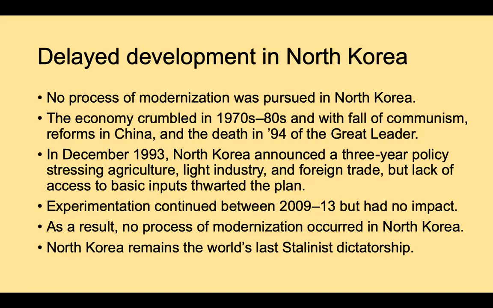So no process of modernization took place in North Korea, and development was not pursued in any similar way. In fact, in the 70s and the 80s, the economy crumbled with the fall of communism, reforms in China, the death in '94 of the great leader. In December 1993, North Korea did pursue a policy stressing some industrialization, but they could never access the inputs that they needed to actually industrialize and promote the kind of processes that would lead to the development that could transform society. And so as a result, modernization never took place in North Korea, and the economy remains an agricultural economy.